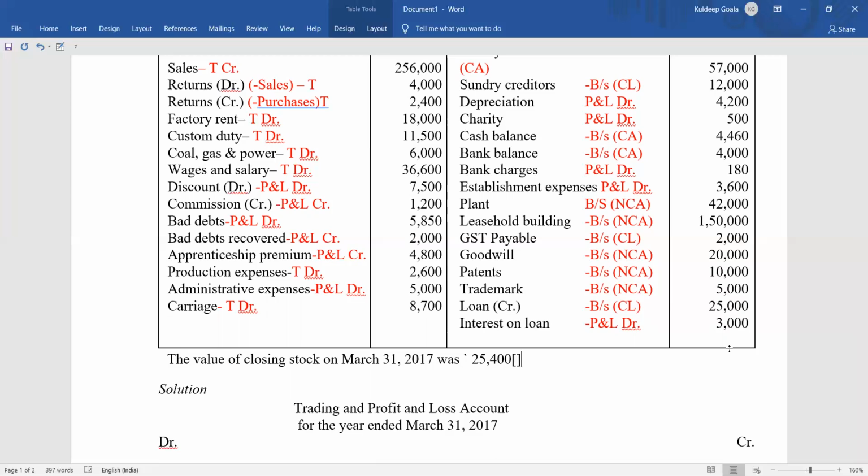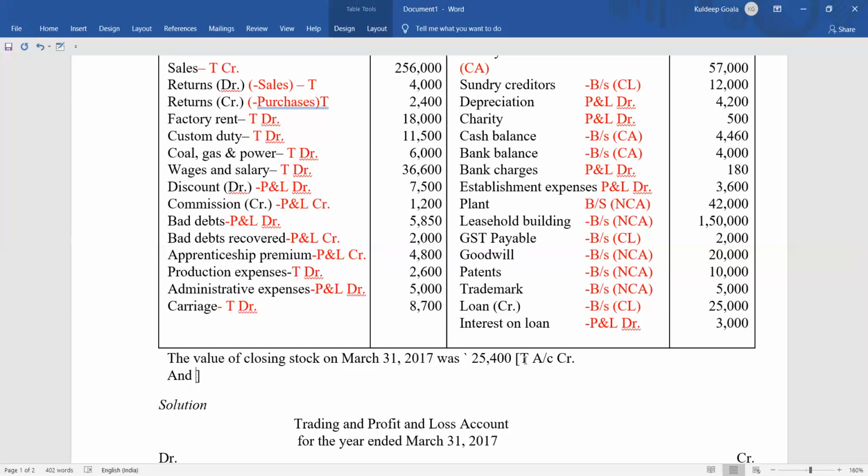So here one example is the value of the closing stock, which is 25,400. What will happen with this? Once it will come in the trading account credit side, and again it will come in the balance sheet current assets. There are two aspects of this. Once in the trading account, and again in the balance sheet current assets. So this is how it will be placed.